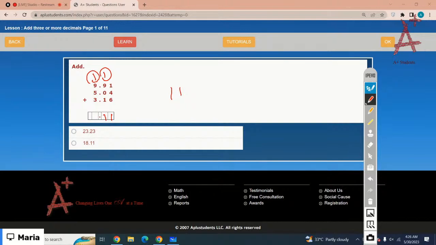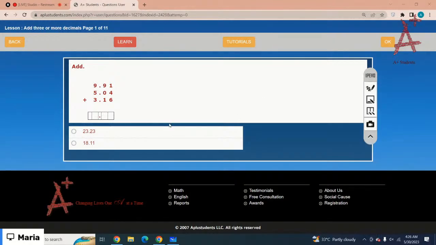It would be 9 plus 5 is 14, 15, 16, 17, 18. It would be 18.11. 18.11 is the correct option. Got it? So the correct option is 18.11.